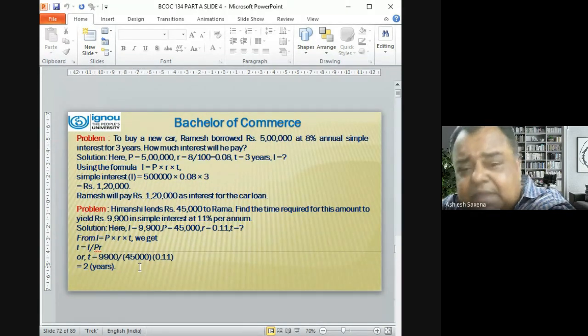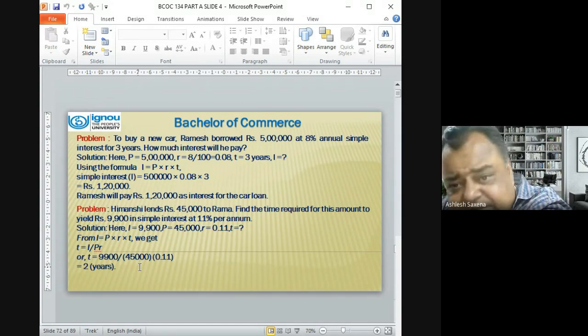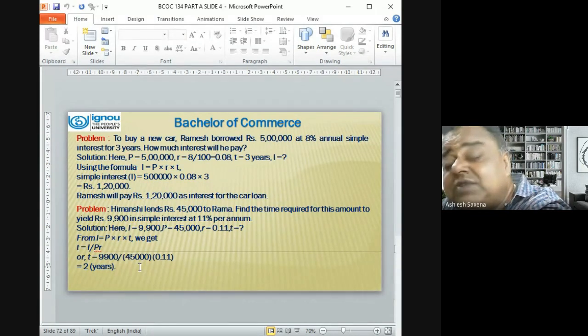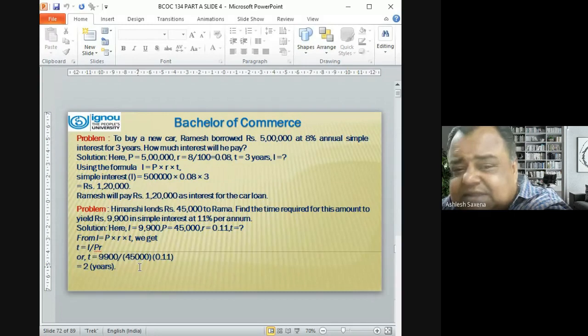Interest is equal to P into R into T. After putting in the values, you get interest as 1,20,000. That means the total borrowed amount was 5 lakhs. The amount paid back after 3 years was 5 lakhs plus 1 lakh 20,000. That means the total amount paid after 3 years was 6 lakhs 20,000. Its interest was 1 lakh 20,000.